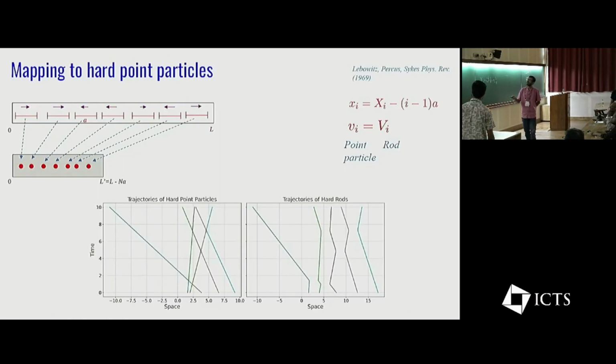There are these two tracer rods. What will be the number of other rods in between them? Will that fluctuate or will that remain fixed? Yeah, so that we have.